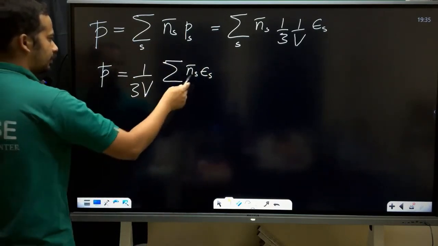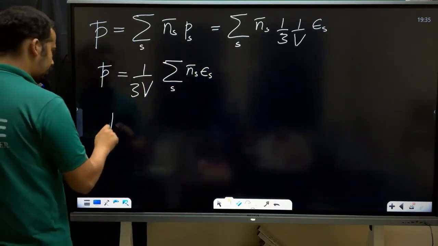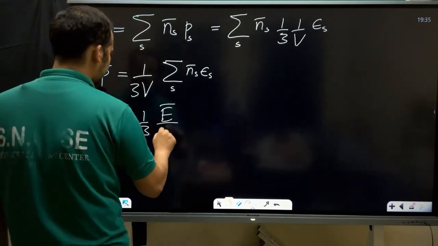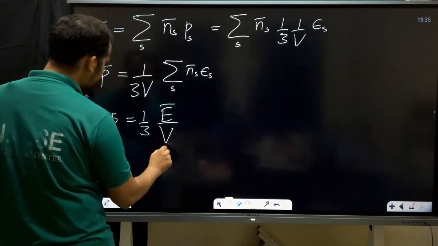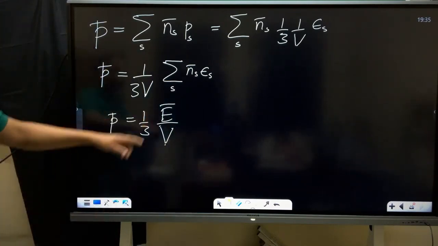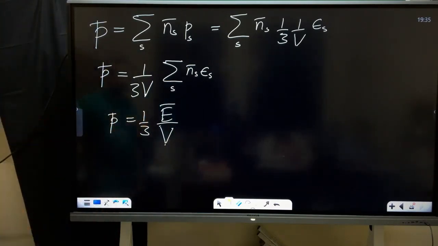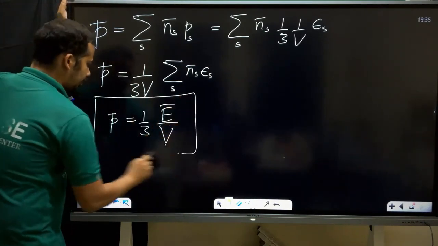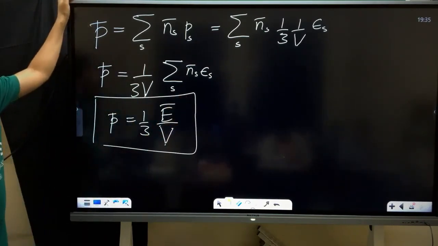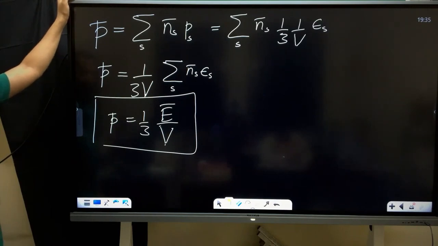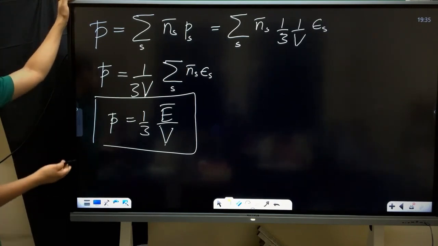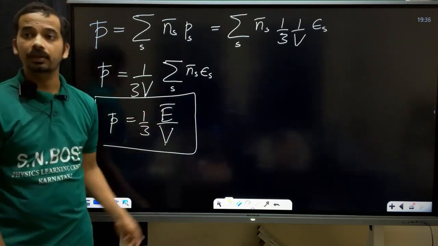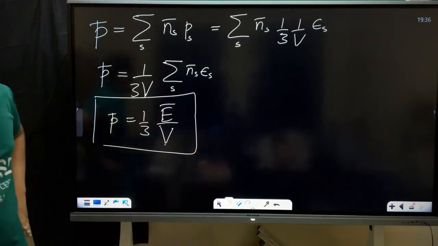Now what is this one? Total average energy. P is equal to 1/3 of E bar by V. For the photon gas, we find E bar only, so then somehow we are going to connect it to average pressure. Radiation pressure, you can call it, because we have taken photons here. Am I right? That's 1/3 of the total energy density. We say like this.